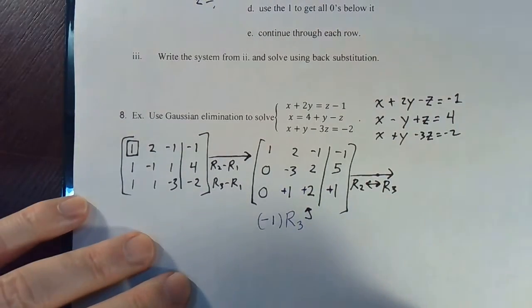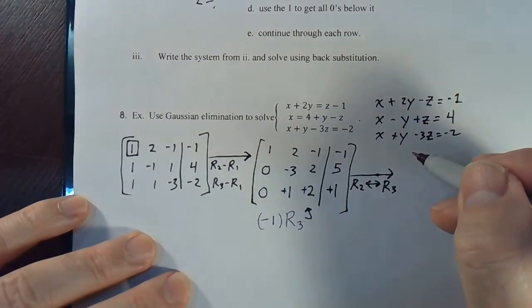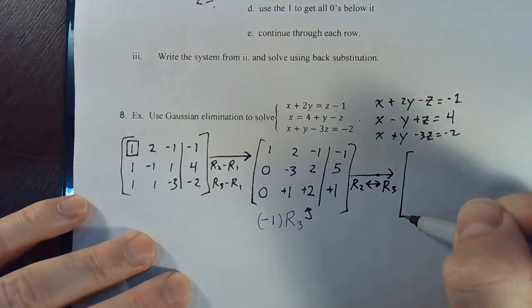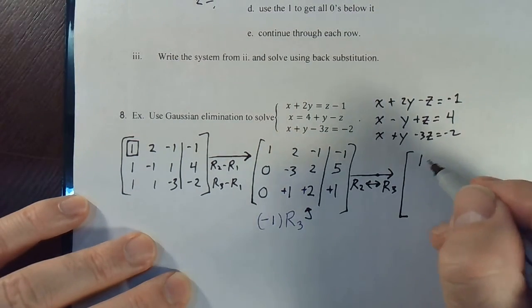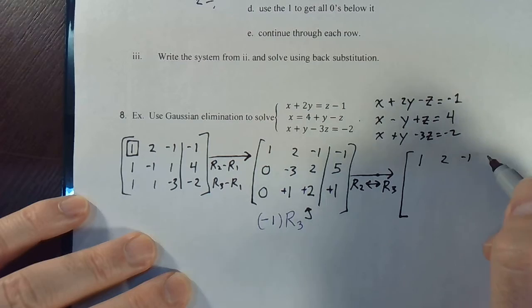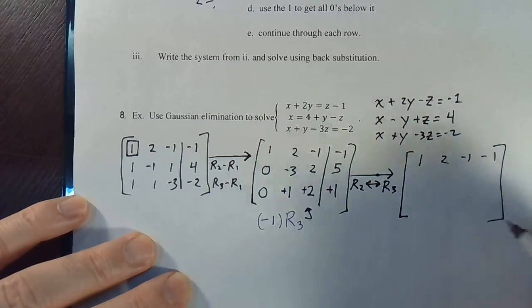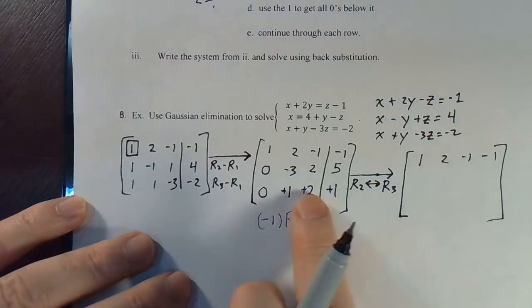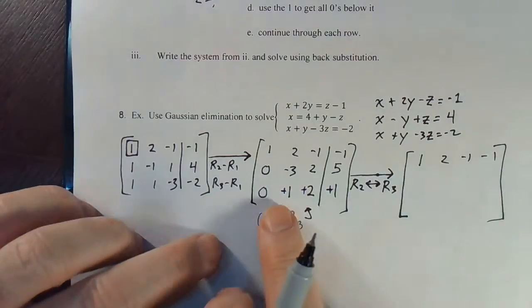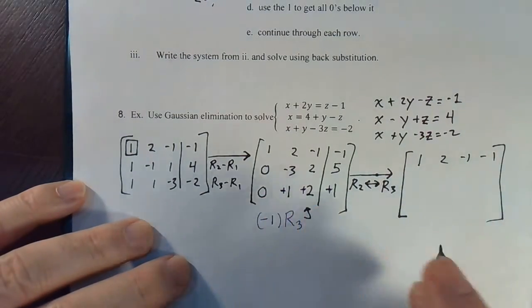And maybe I'll continue one more. I'll squeeze it in here. Row 1 doesn't change. 1, 2, negative 1, negative 1. Now the bottom row 3 is going to become row 2. So 0, 1, 2, 1.